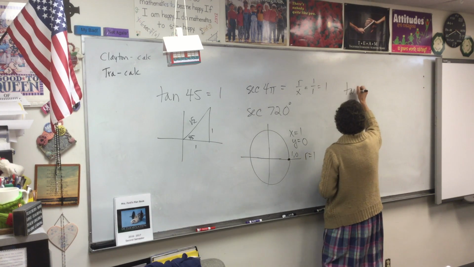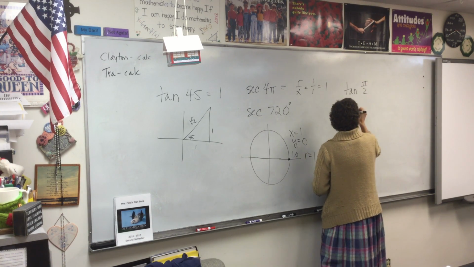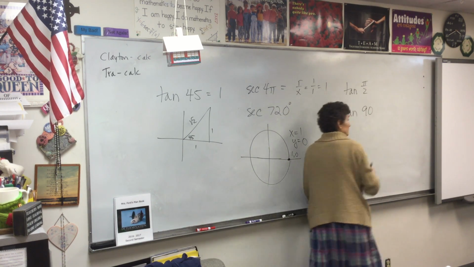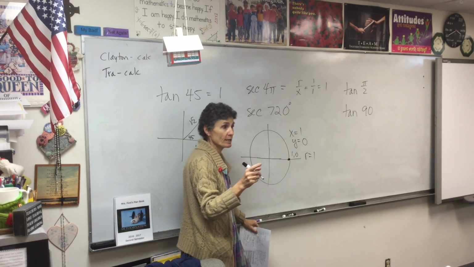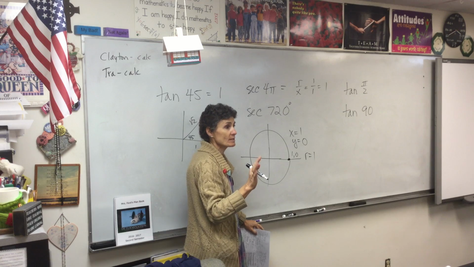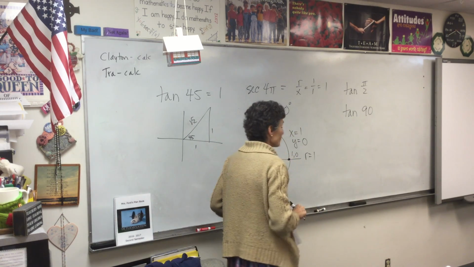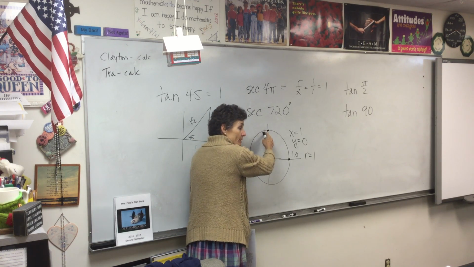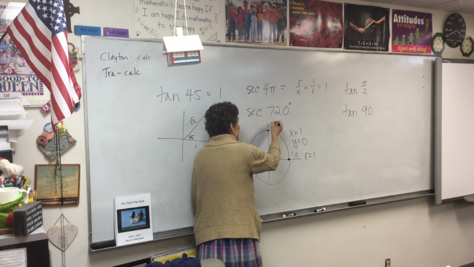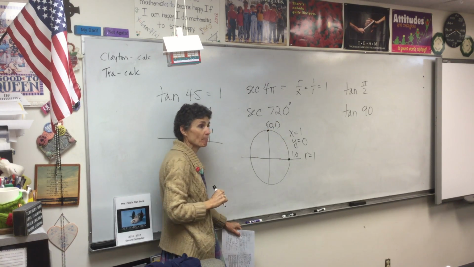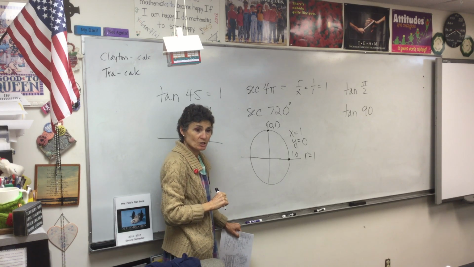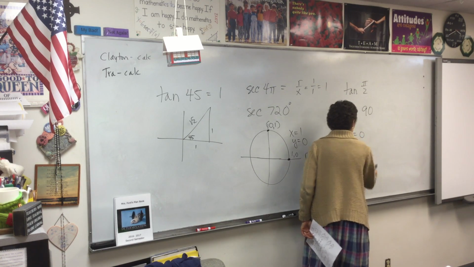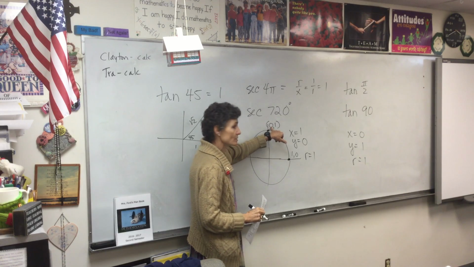Tangent, pi over 2. We're finding the tangent of 90. Agreed? Now 90, where's 90? It's not sticking out in a quadrant. 90 is right here, isn't it? So it's on the circle again. So I'm going to use the coordinates of that point to answer the question. X is 0, Y is 1, R is 1. Those are the values at 90.